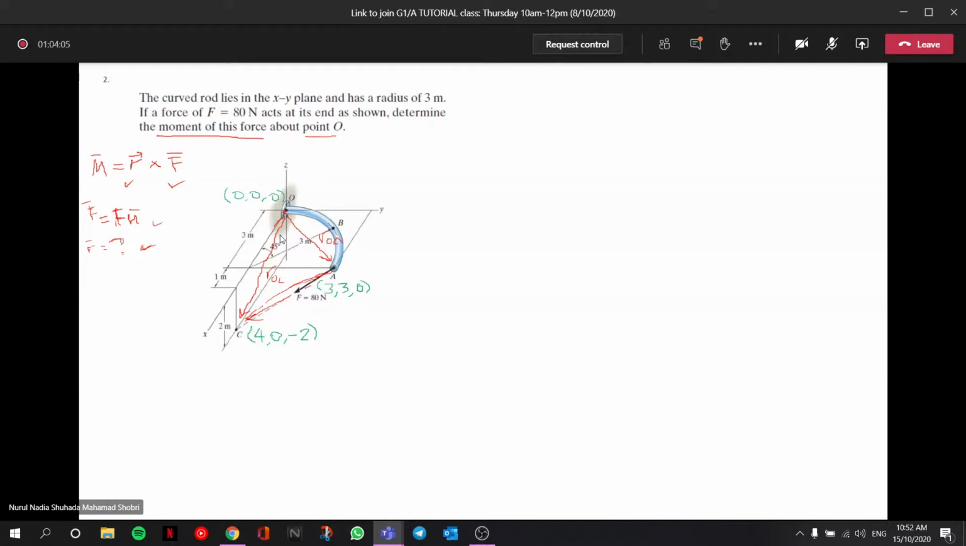because of the principle of transmissibility. As long as the origin point is the same, it doesn't matter at what coordinate you take along the force. So it can be ROC or ROA. It doesn't matter because at the end the value of the moment would be the same. In this case, I will take along here, ROC.